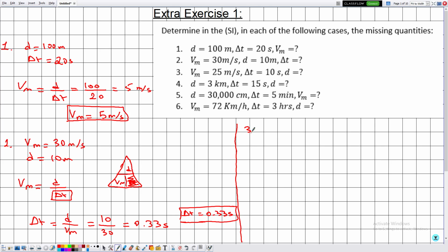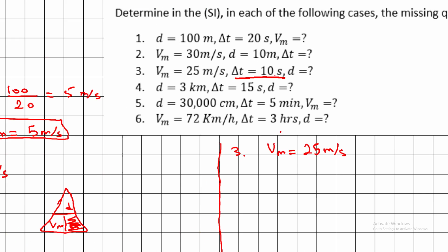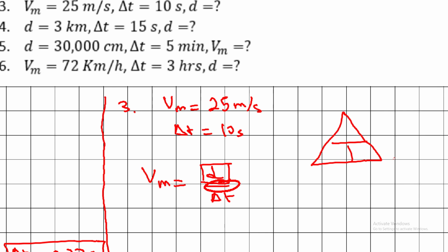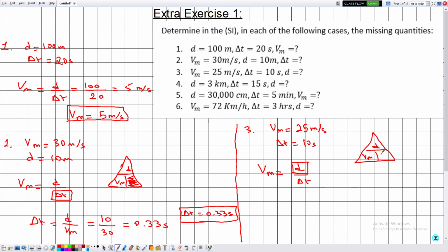Now as for number 3, they are telling me that Vm is equal to 25 meters per second already expressed in the SI, and the value of delta t is given by 10 seconds. We are interested in determining d. Knowing that Vm, d and delta t are related via the following formula, that Vm is equal to d divided by delta t, we are interested in determining d. Constructing the triangle of this formula, here because we have divide, then Vm will be at the bottom, d at the top, delta t here. Putting our hand over d, then as you can see that d is given by Vm multiplied by delta t.